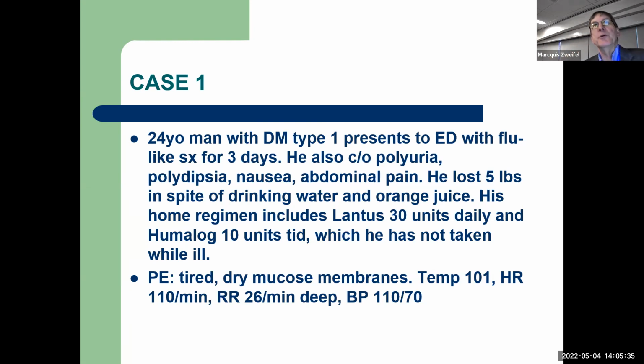So, a 24-year-old guy with type 1 diabetes presents to the ED with flu-like symptoms for 3 days. Complains of polyuria, polydipsia, nausea, abdominal pain, lost 5 pounds in spite of drinking water and orange juice. His home regimen includes Lantus 30 units at bedtime, Humalog 10 units with meals, which he didn't take because he was ill. Okay? It's the common thing with our diabetics.